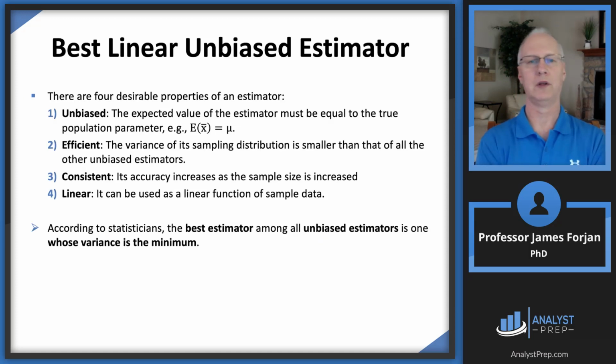What we need is a good point estimator. And so here is what the learning objective really tells us. So 4 desirable properties of an estimator. It's unbiased. It's efficient in the sense that we're trying to minimize the variance. It's consistent, meaning that you get it whether you do this or you do this or you increase the sample size. I mean, that's the technical definition of consistency. And then you can use it in a linear function. According to statisticians, the best estimator among all unbiased estimators is one whose variance is the minimum. And that should make perfect sense.